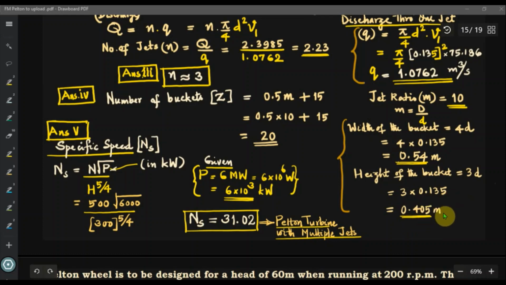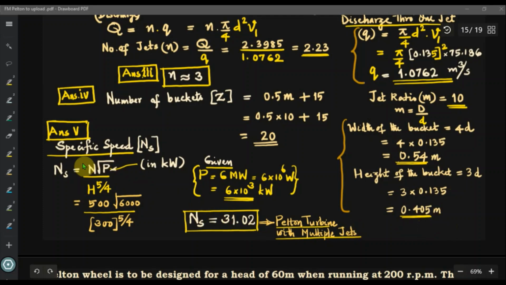That is 0.405 meters. Similarly, one more quantity is missing here, that is the depth of the bucket, the inward depth of that hemispherical bucket or hemispherical cavity. That you can take as 1.2 times the diameter of the jet. So you can take 1.2 multiplied by 0.135. Whatever you get, that many meters will be the depth of the hemispherical bucket.